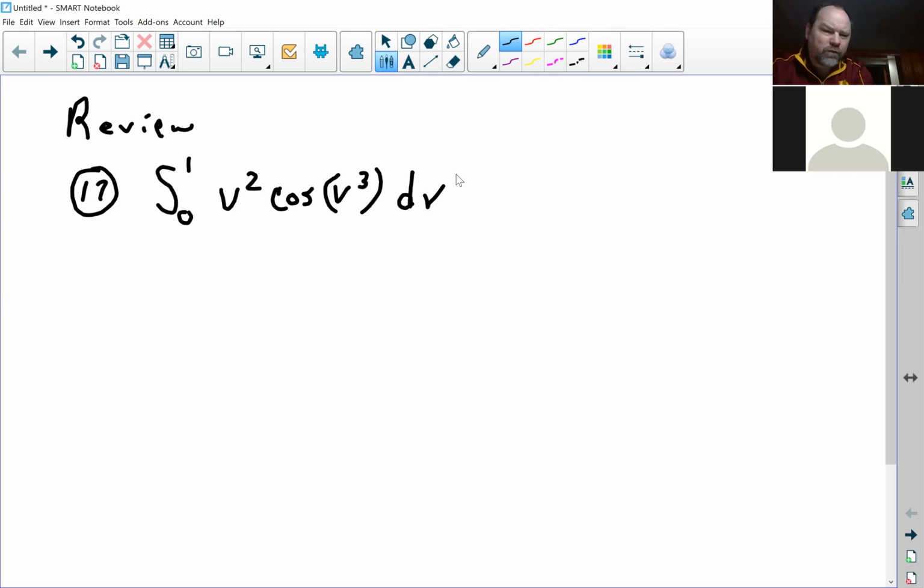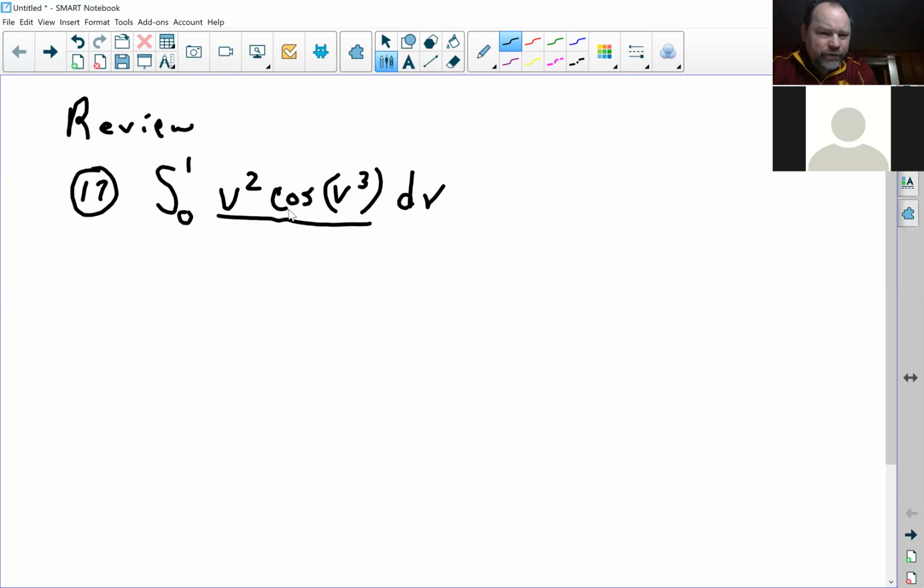All right. So for this problem, the first thing I notice is that whole integrand. I can't take the integral of this whole thing just the way it is because I don't know any function that when I take its derivative gives me exactly v squared cosine v cubed.